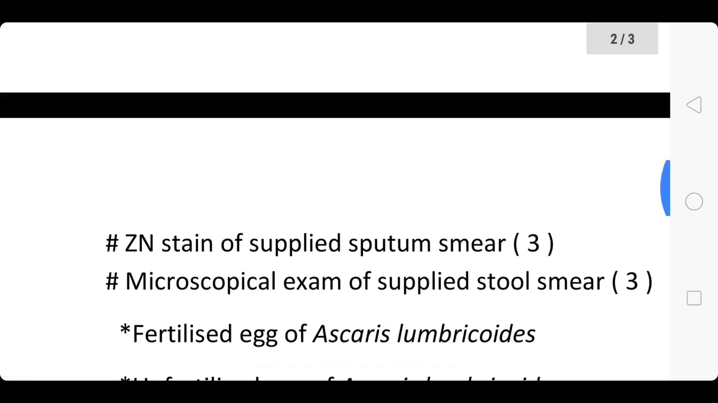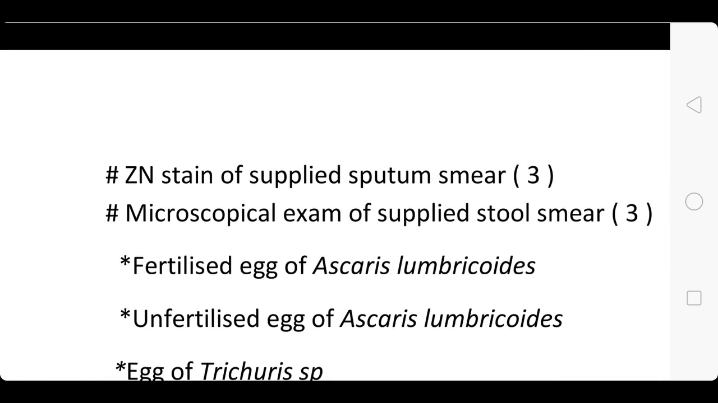Now come to the next table, which contains Zn stain of a supplied sputum smear. The sputum smear slide is ready-made and supplied to you. You don't have to make it on your own. You just have to stain this smear, focus on the microscope, and identify the acid fast bacilli present in the smear. It contains 3 marks.